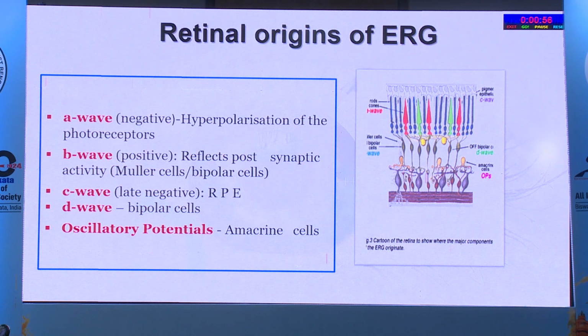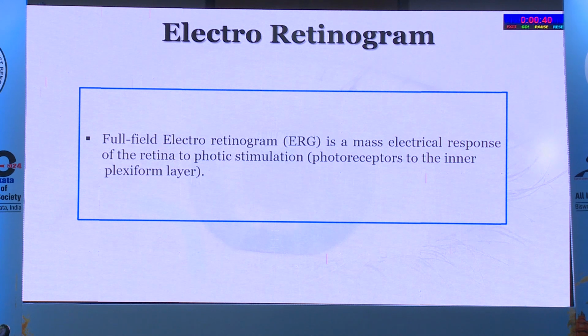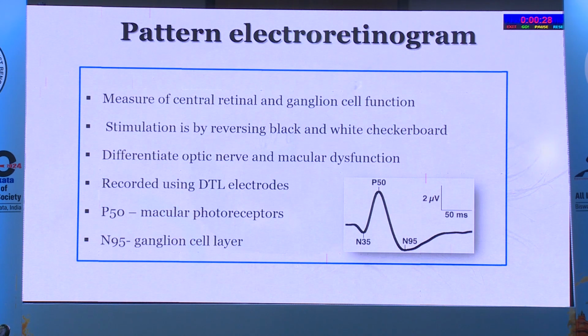Again here, the A wave is the hyperpolarization of the photoreceptors. The B wave reflects the postsynaptic activity of Muller cells and bipolar cells. Then the C wave comes from RPE, and the D wave from bipolar cells, and there are oscillatory potentials from amacrine cells. The full field electroretinogram is a mass electrical response of the retina to photopic stimulation, from the photoreceptors to the inner plexiform layer. The pattern electroretinogram measures the central retinal and ganglion cell function.